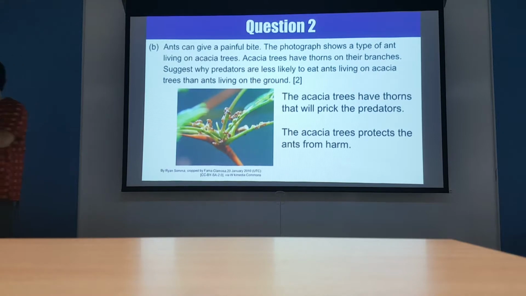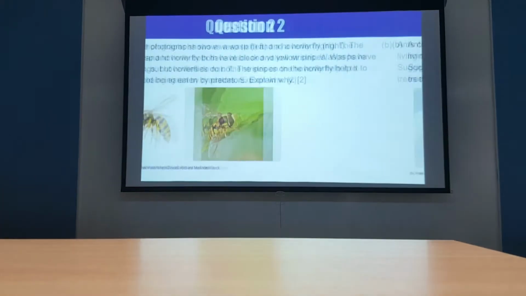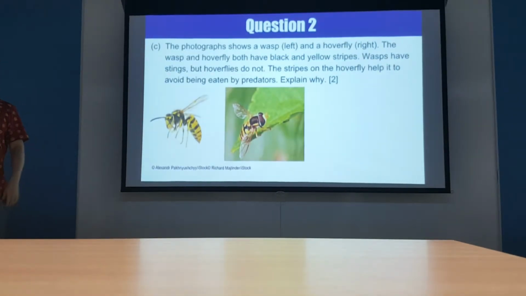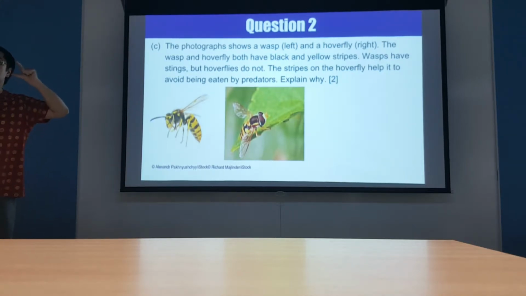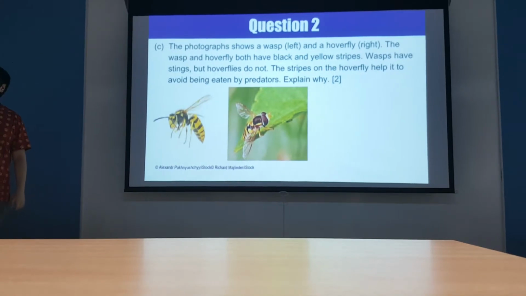Okay? So, that's part B. Part C. Now, this is the question that I'm going to answer for Jackie. The first part here, camouflage, means you blend into your surroundings. Mimic here is you copy. So if you look at the wasp and the hoverfly, which one do you think is the wasp?